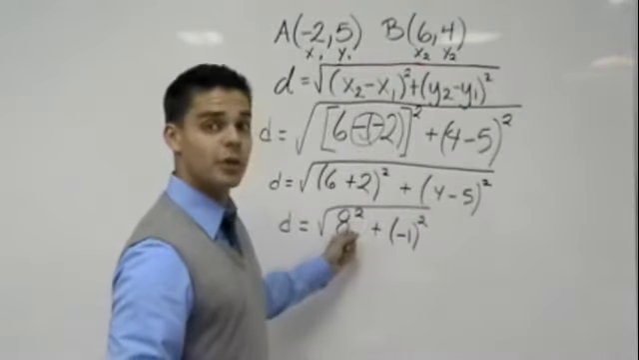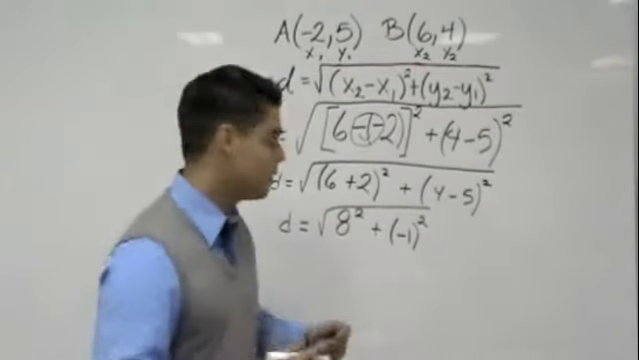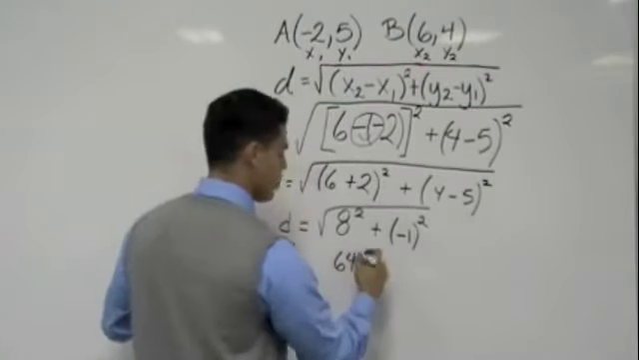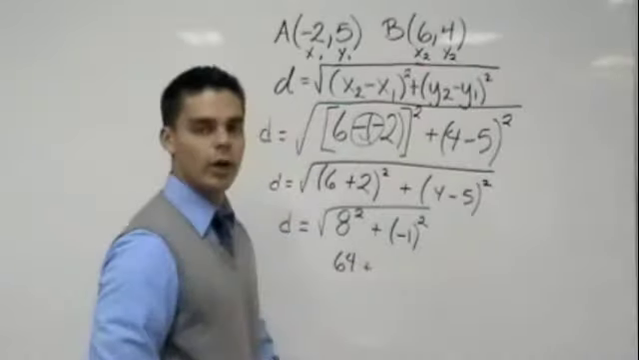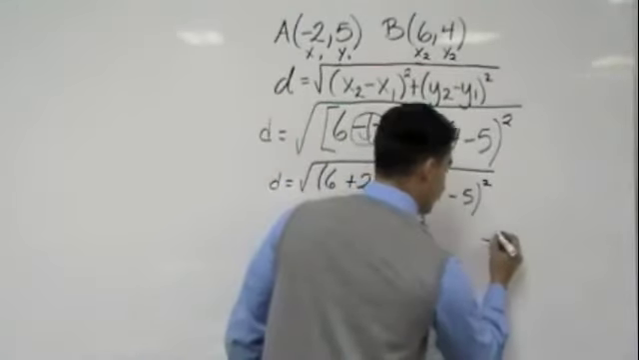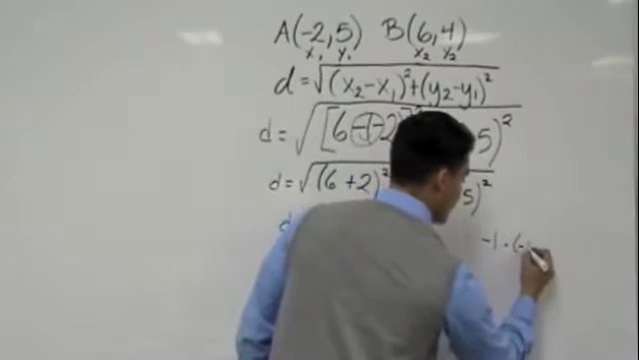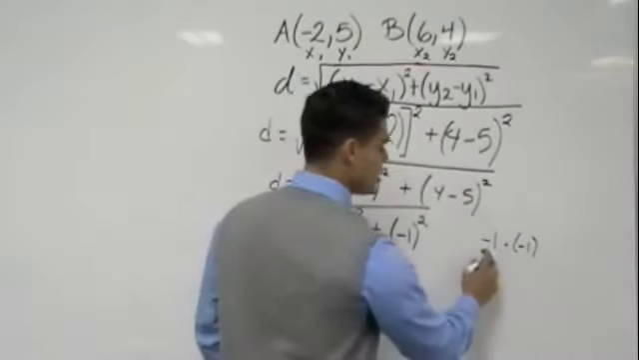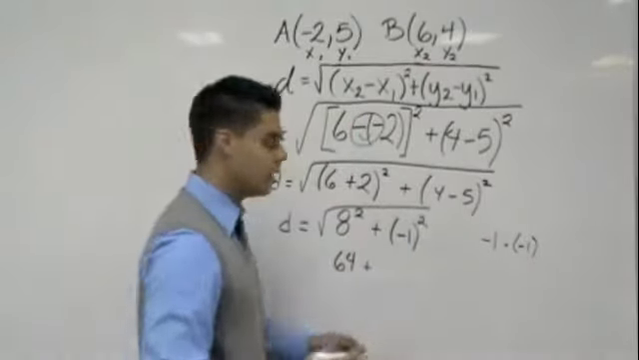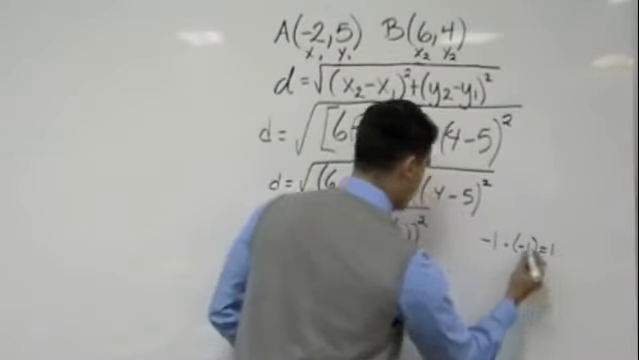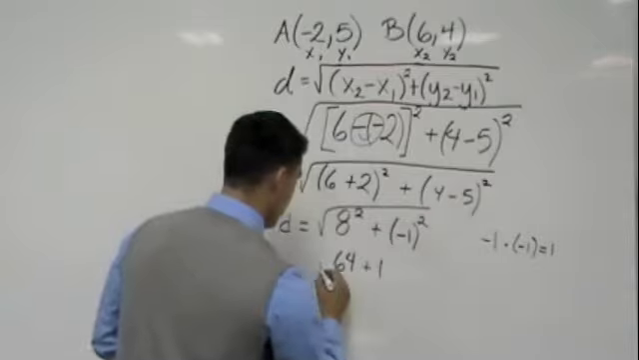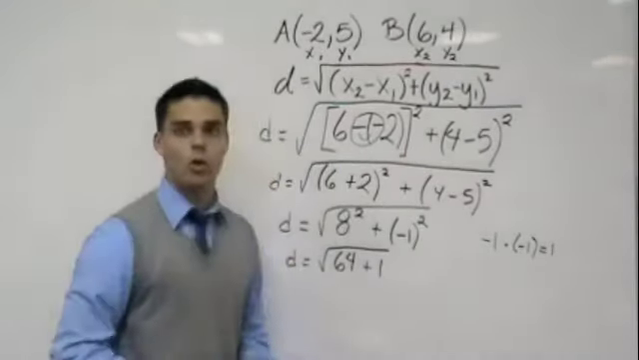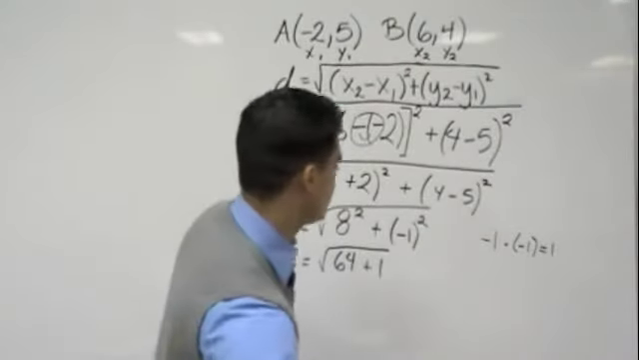8 squared is actually 64. So 8 squared, 64, plus negative 1 squared. Well, think of that as negative 1 times negative 1. I know a negative times a negative is a positive, and 1 times 1 should give me 1. Therefore, the answer to this would be 1, and all of that is inside the square root. All right, we're almost done. Let's go ahead and erase a little bit to make some room here.